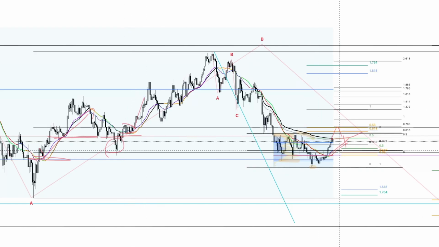All right, I'm going to leave it there, guys. We've got a few things to look at down the track, but at this point, there is no trade.